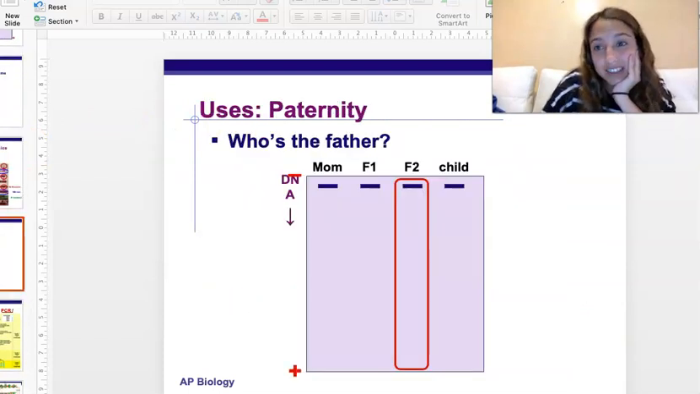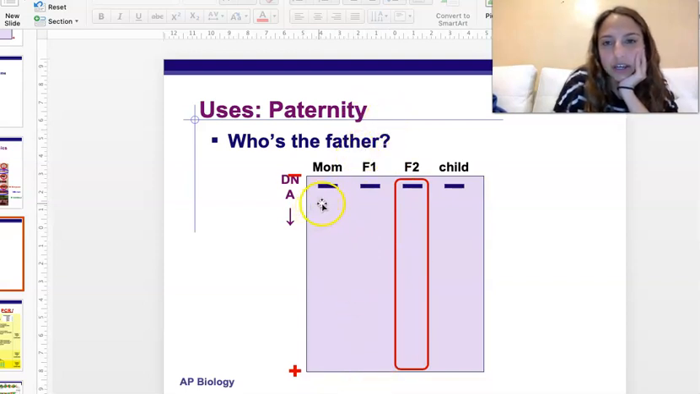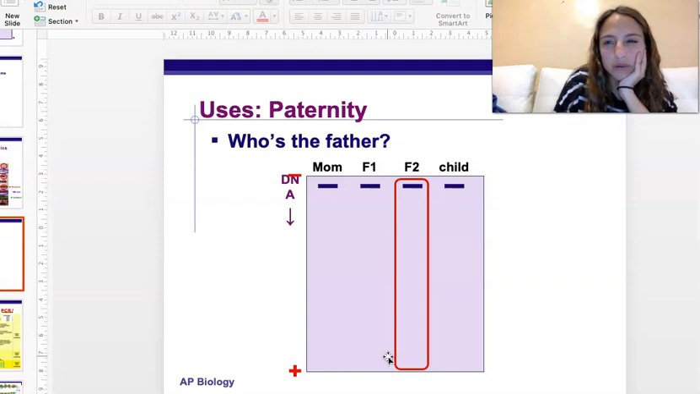You can also use this to check paternity. So how can you use this to check paternity? You get a sample from mom, you get a sample from dad, and from the son or daughter. Okay, and what you're going to see is that the son or daughter needs to have a pattern of restriction fragments or of these fragments of DNA. These are called restriction fragment length polymorphisms.